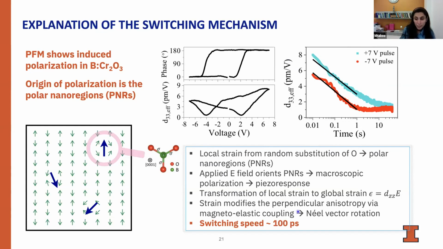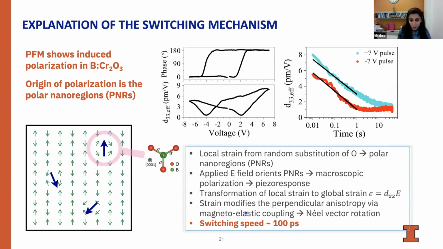But anyway, we get this global strain, and due to the application of the electric field, which couples to this perpendicular anisotropy through magnetoelastic coupling, leading to this Néel vector rotation. And this part, this fourth bullet point here, is again another theoretical work coming out of Kirill's group, which showed the modification of the perpendicular anisotropy through strain.